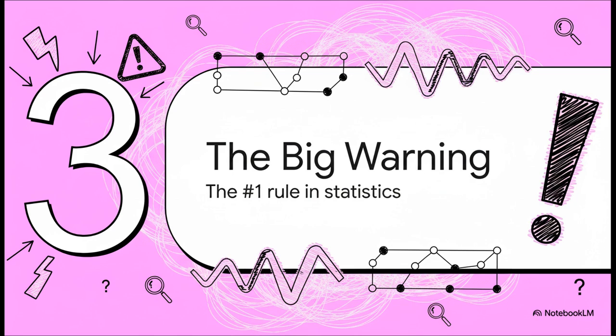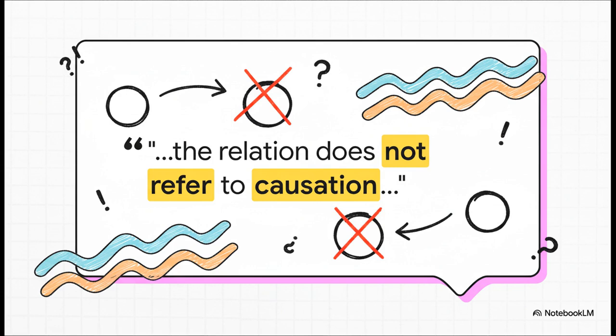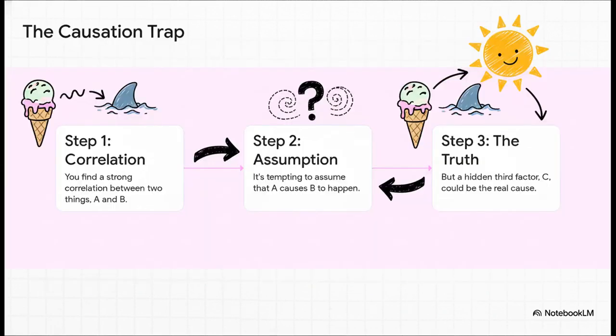All right, we've learned how to find correlations and even how to measure them. But now we've reached what is, without a doubt, the single most important warning in all of statistics. Seriously, if you remember only one thing from this whole explainer, please make it this. This quote from our source material says it all. The relation does not refer to causation because it does not refer to the existence of an effect of a variable on the other. Let's say it one more time, nice and loud. Correlation is not causation.